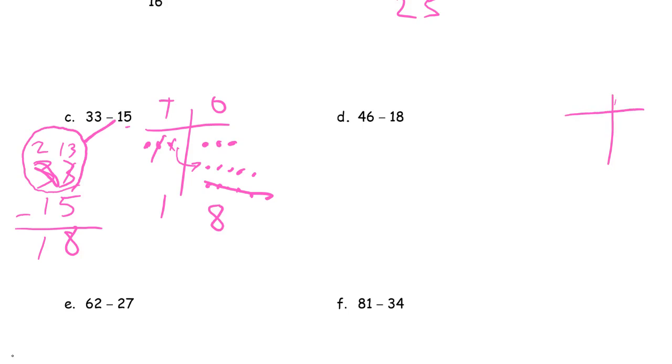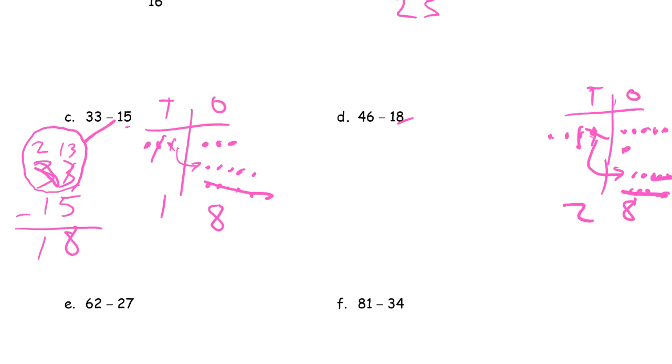46 minus 18. 1, 2, 3, 4. 1, 2, 3, 4, 5, 6. Can't subtract 8 ones from 6 ones. So we have to unbundle a 10. 1, 2, 3, 4, 5, 6, 7, 8, 9, 10. Now I can subtract 8 ones, and now I can subtract my 10, and I have two, this was 6, 7, 8, 28 left, right, for tens and ones.